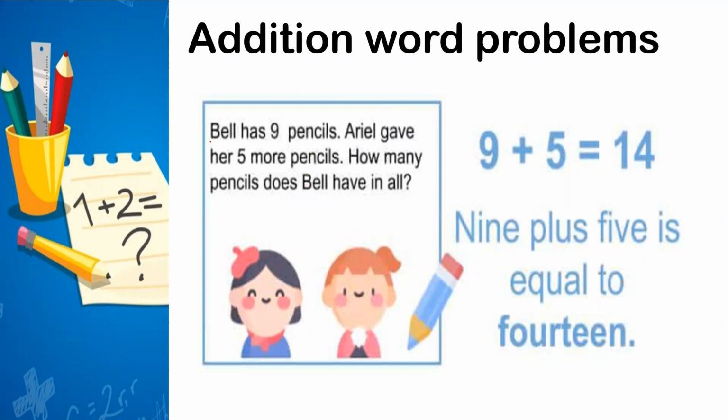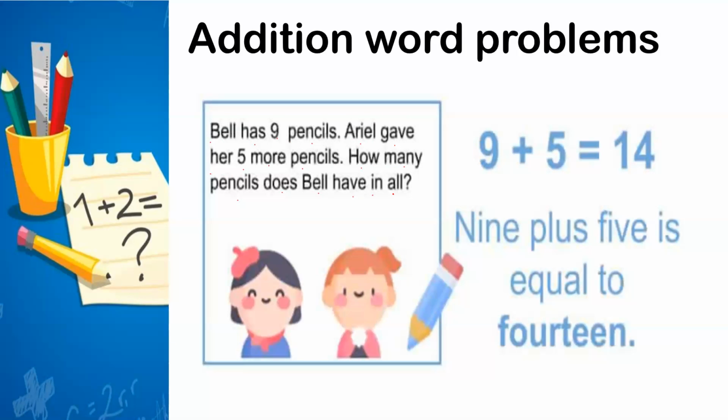I know that some of you can already read. So if you can read, go ahead and read with me. If not, you can read after me. Okay. So Belle has 9 pencils. Ariel gave her 5 more pencils. How many pencils does Belle have in all? Okay, so please read that again. Pause the video and read it again.